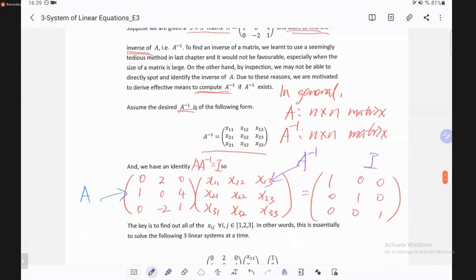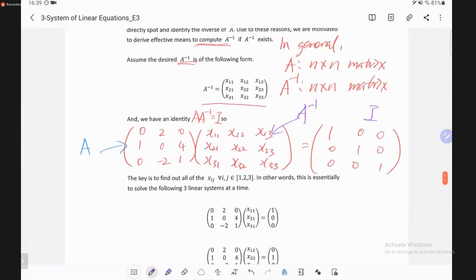Now, in order to find out A inverse, what we want to do is to find all of the values x11, x12 until x33, right? So our job, our key for this problem, is to find all of the xij. Of course, i and j will take the values 1, 2, 3. That means we are going to cover all of the values of x. In particular, all of the xij we need to find out in order to complete the computation for the inverse of the matrix A.